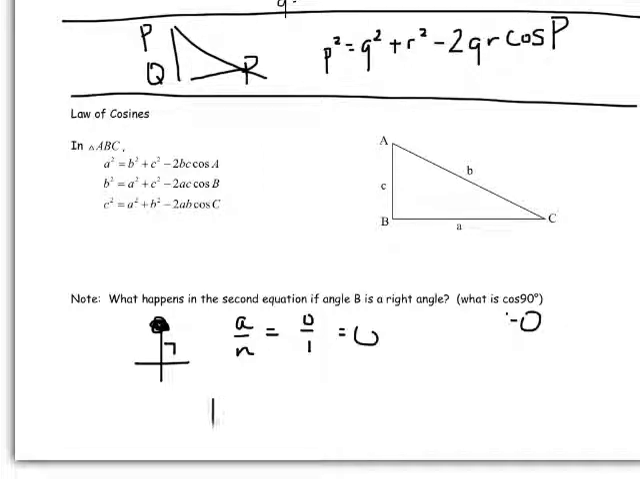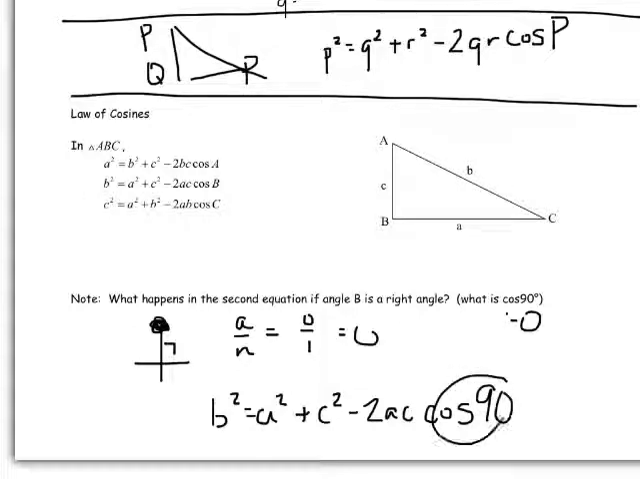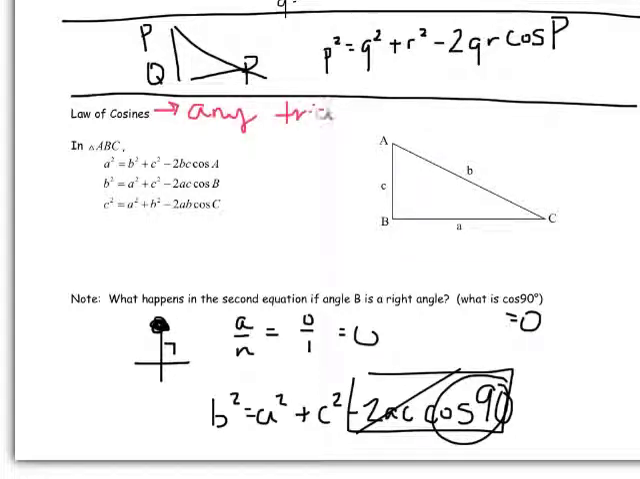So if I had b squared equals a squared plus c squared minus 2ac cosine of 90, if this is 0, then this whole thing goes away, and you end up just with the Pythagorean theorem. So it's a derivation of the Pythagorean theorem. It's just an extension of it because the law of cosines can be used for any triangle, not just right triangles. All right, so let's do some examples.